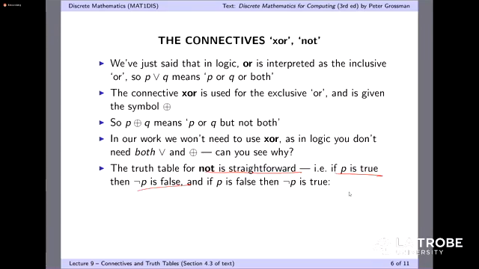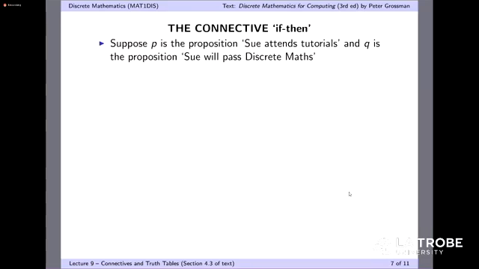Okay. So if you say it's Friday, and if you put not before that, that means it's not Friday. So that is straightforward. It just flips it. Now the other connective, if-then, that's implication. Suppose P is the proposition Sue attends tutorials, and Q is the proposition Sue will pass discrete maths. So there are two propositions. We want to connect them by if-then.